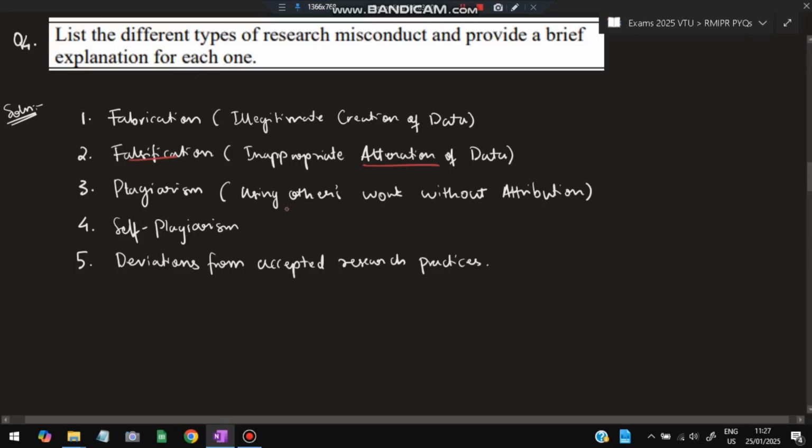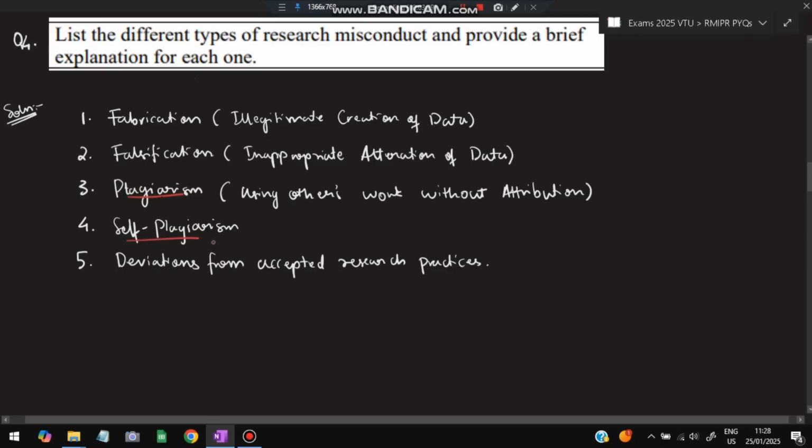Next is plagiarism. Plagiarism means using others' work without attribution. Whenever you do some research, if you have referred to some other project previously, some other published paper, you have to attribute it to the actual person who has done that. Otherwise it will cause a wrong image that you have done that research, but actually you have not done it. So that is called plagiarism.